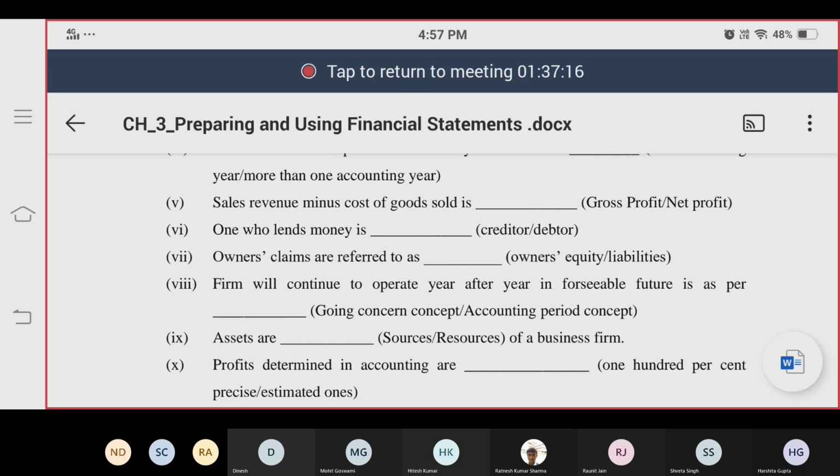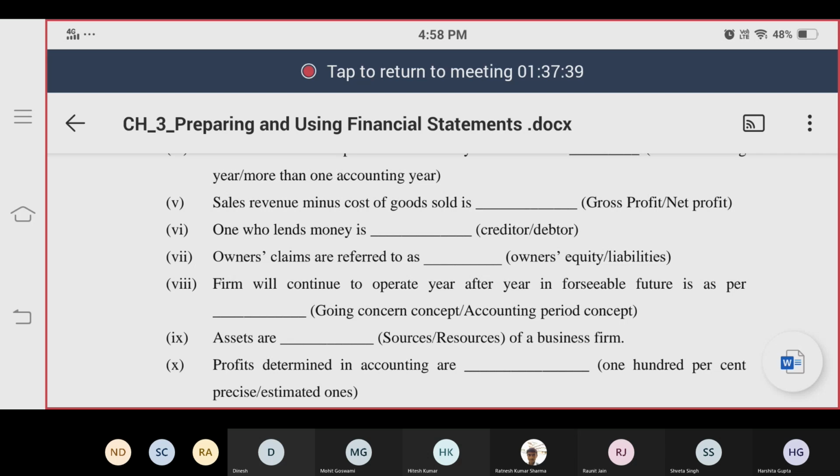Yes, ma'am. Ma'am, I think the one who gives the money, I think it's the creditor, because. Yes, very good, Ronit.